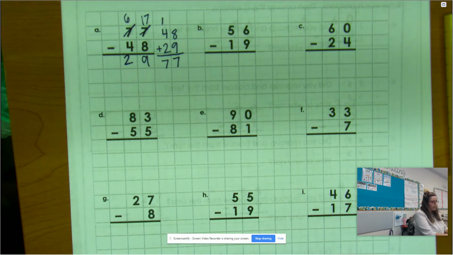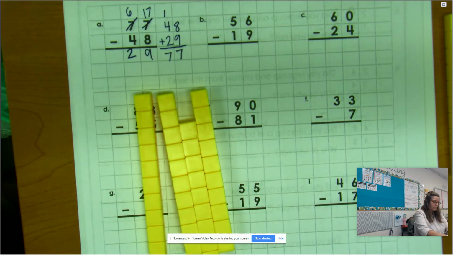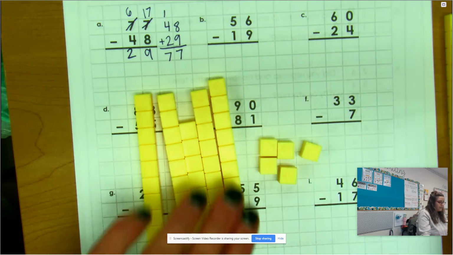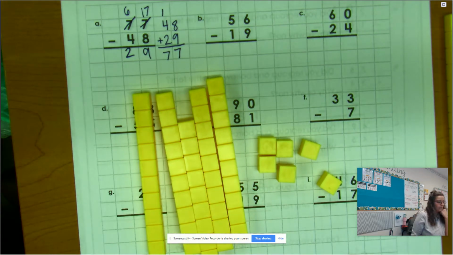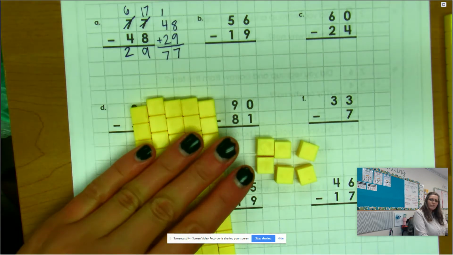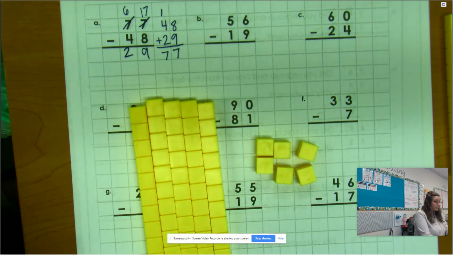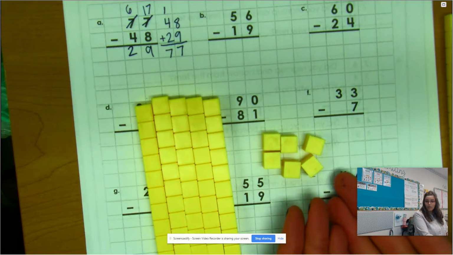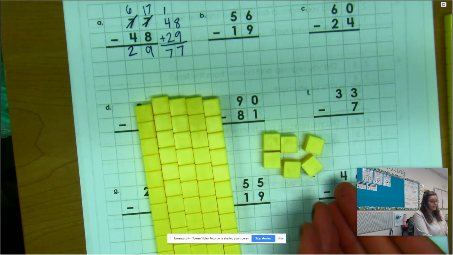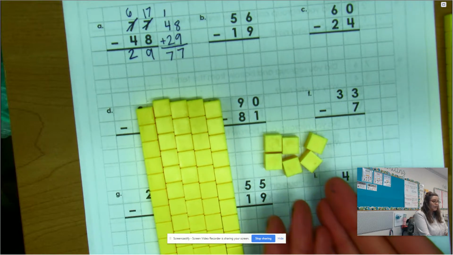56 minus 19. Okay, so I have 6 ones. Can I take 9 ones away from that? I can't. There's not enough. I could only take away how many? How many is the maximum I could take away? Only 6, right? So I need to take away 9.